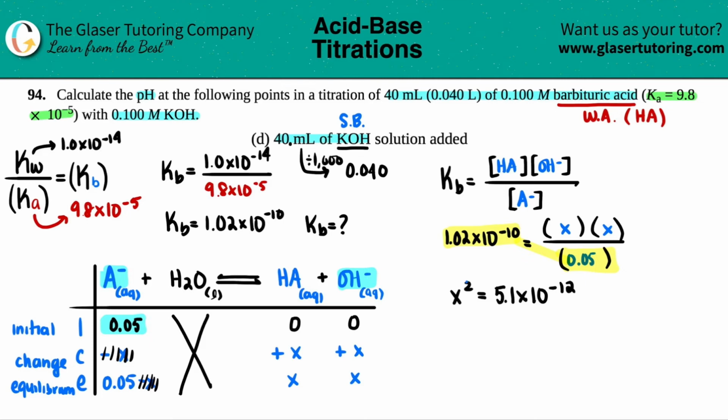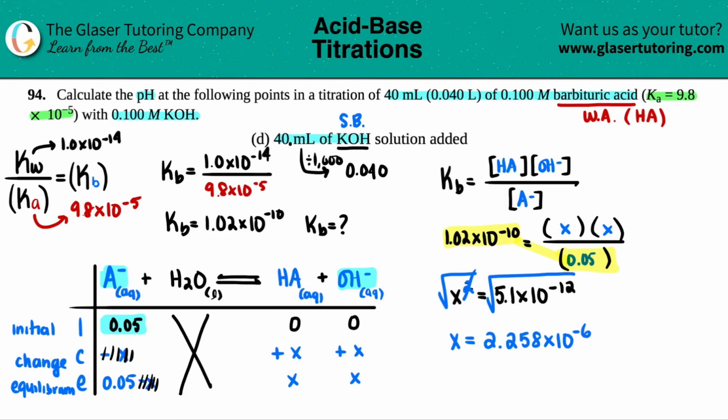Cool. I want to get rid of the squared, so I'm going to square root it, but I've got to be fair. I've got to do it on both sides. So x equals, let's just use maybe a couple of decimals here, 2.258 times 10 to the negative 6th.